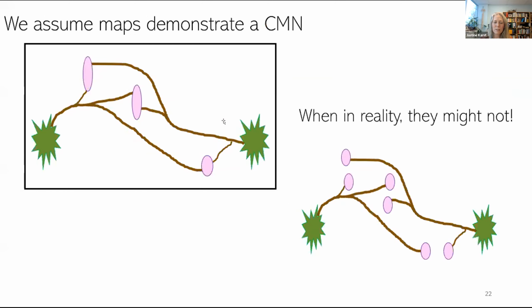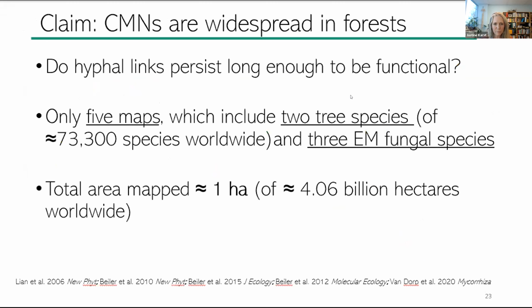And so what this means is when we're looking at these maps, we assume that they're demonstrating a common mycorrhizal network, but in reality, they might not be a mycorrhizal network. It might be just these patches of a single genotype that is a legacy left over of the fungus growing through the forest, but it doesn't mean that all the roots are connected now.